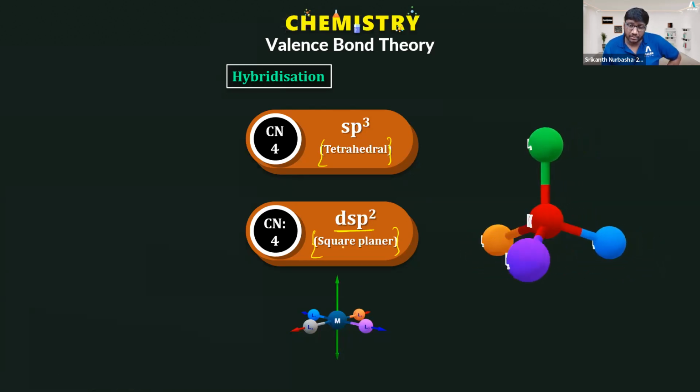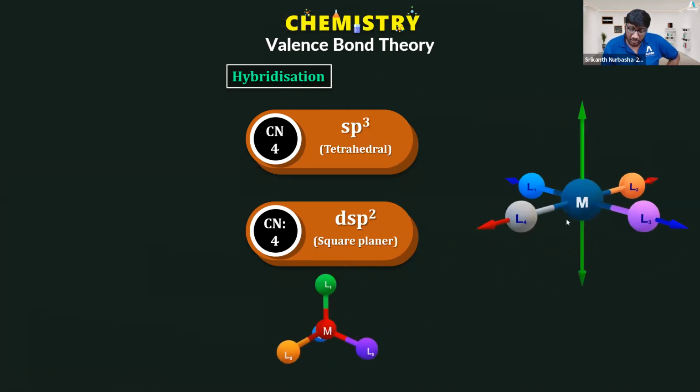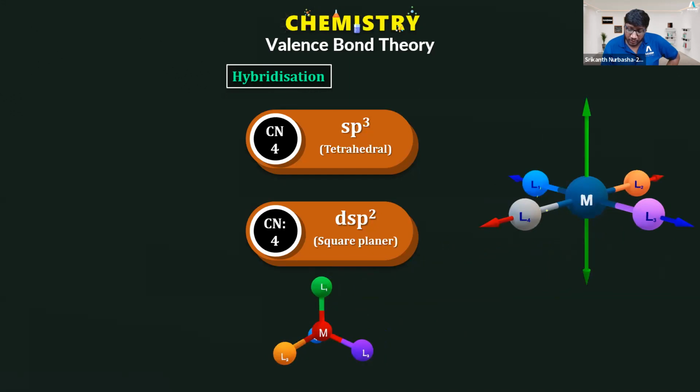Square planar means planarity should be there, and if you try to connect the 4 ligands, you will get a square. Square planar. dsp2 is the hybridization.